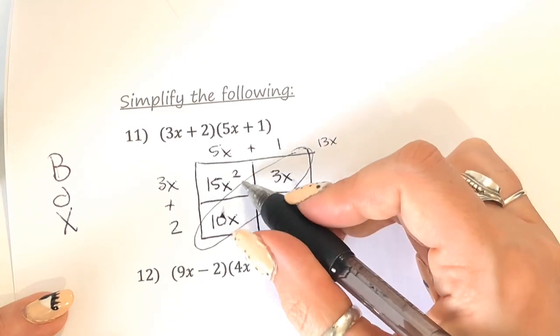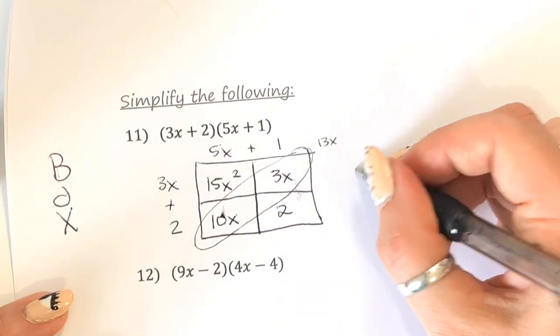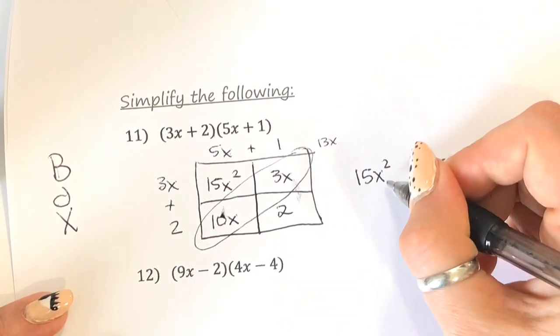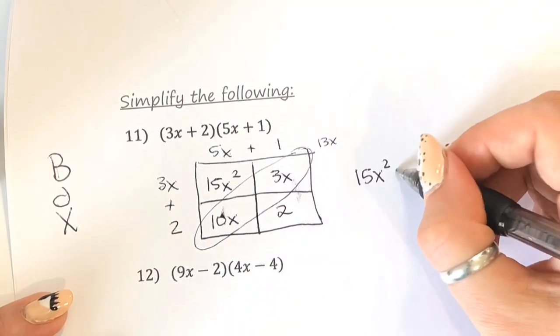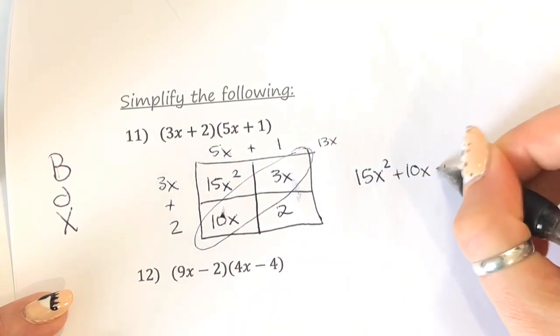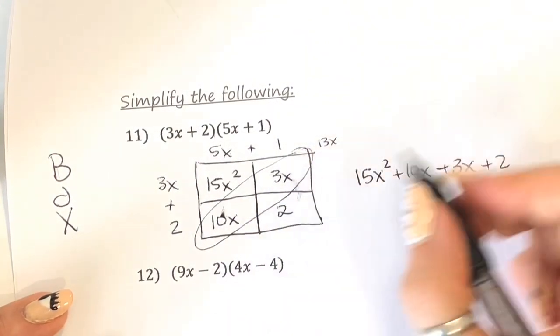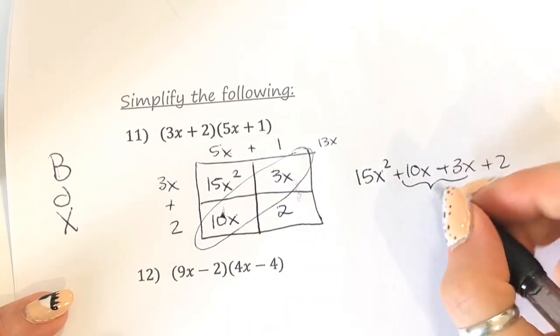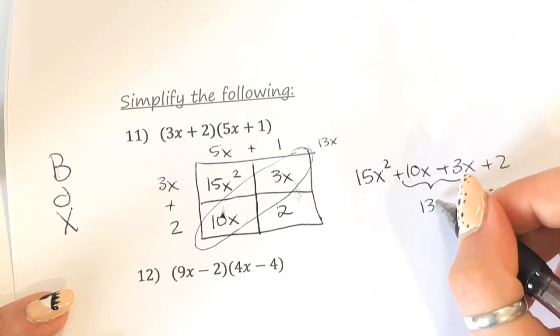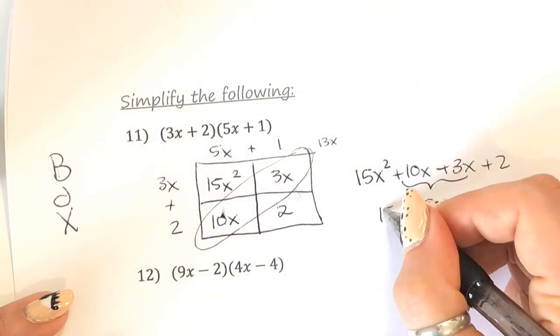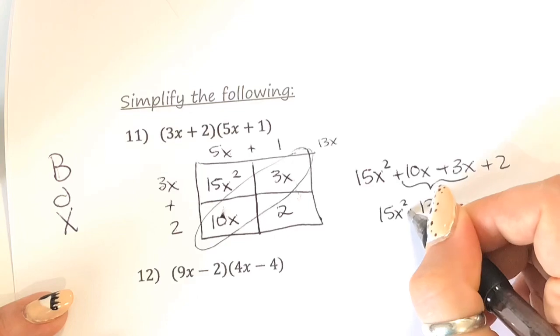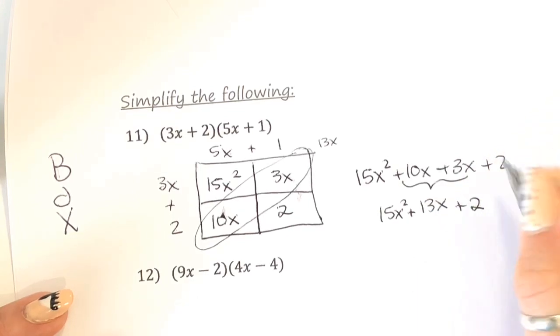So writing our final answer, let's do it descending. So I want to get the biggest degree, which is our x squared. I'll have a 15x squared. And then it was like we had a 10x and a 3x and a 2. But again, we had those like terms here. So that 10 and 3x are going to become a 13x. So our final answer is 15x squared plus 13x plus 2.